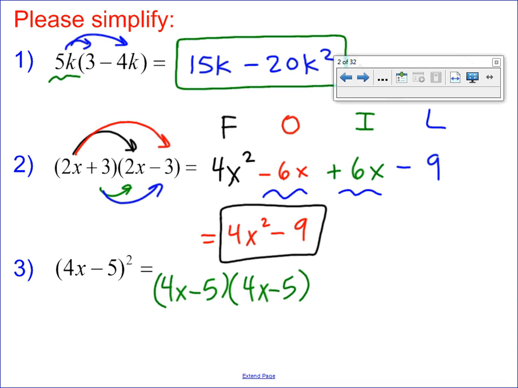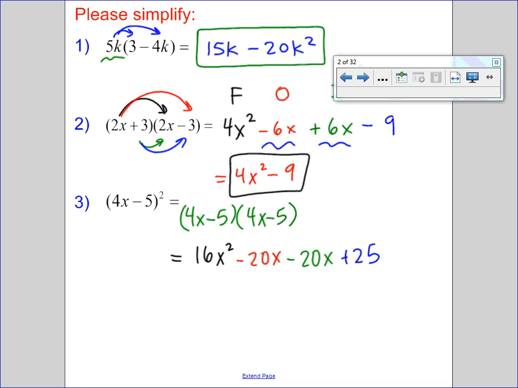Let's go ahead and do that. I'll use the same colors from above. My first product would be 4x times 4x is 16x squared. My outside product in red would be 4x times minus 5 is negative 20x. My inside product in green would be negative 5 times 4x is another negative 20x. And lastly, my negative 5 times negative 5 is plus 25. Again, we have like terms.